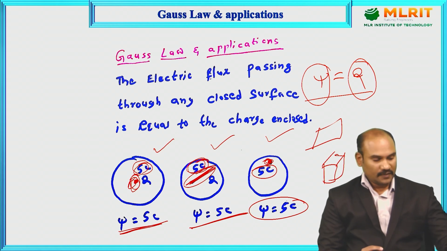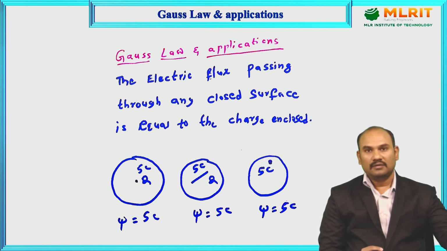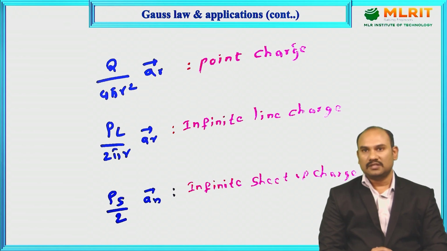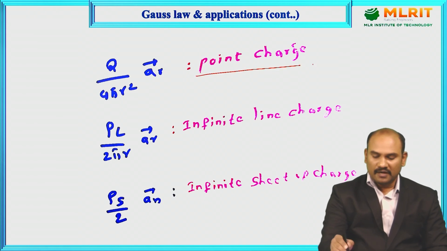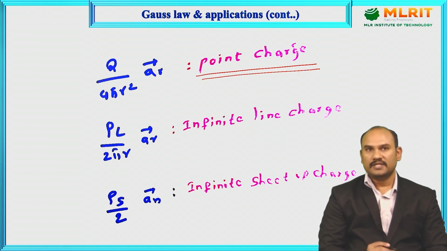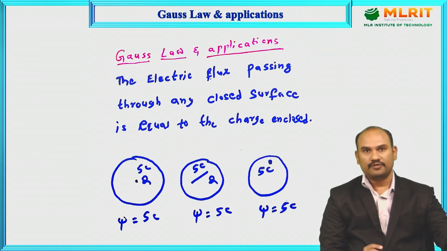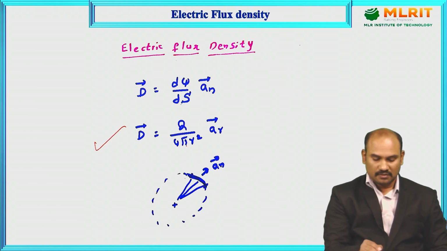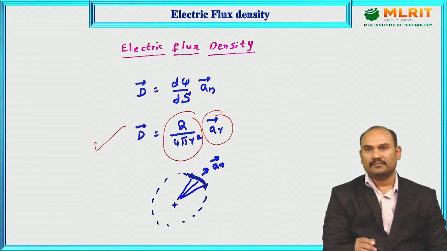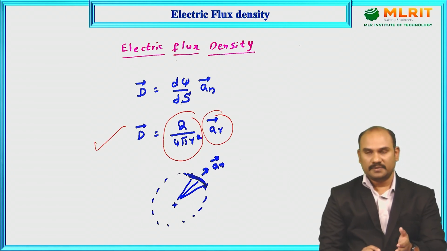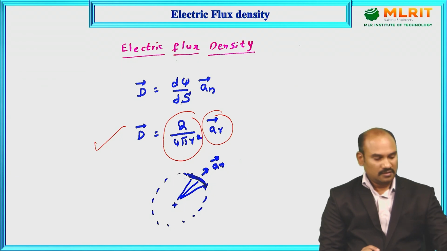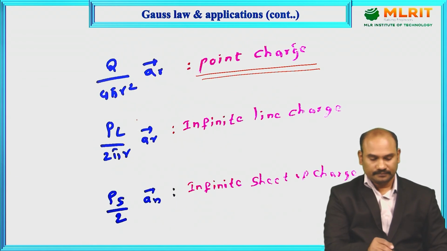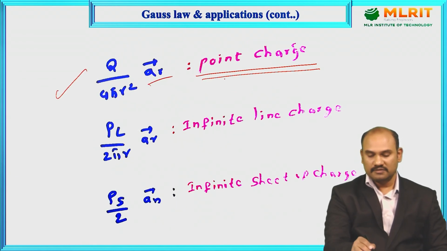Next, we shall go for the applications of this Gauss law. Typical applications first, then some special applications. By default, you have point charge. The expression, which I showed in the previous slide, is Q by 4 pi r square aR. By default, whenever we write this expression, that is meant for point charge.